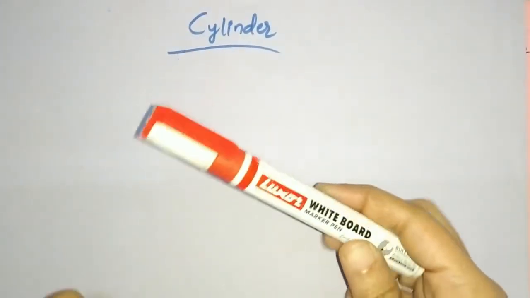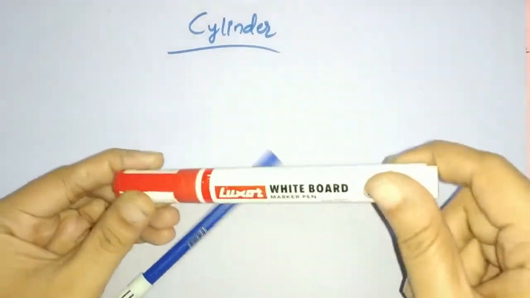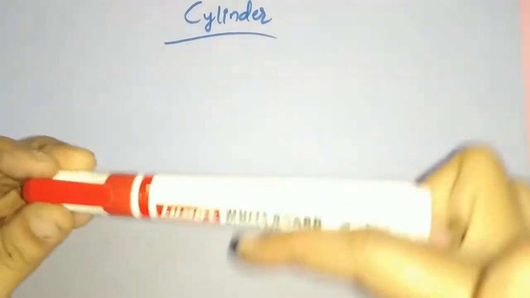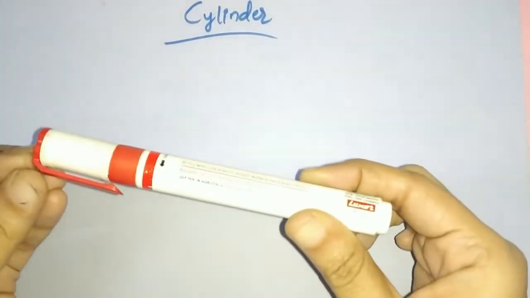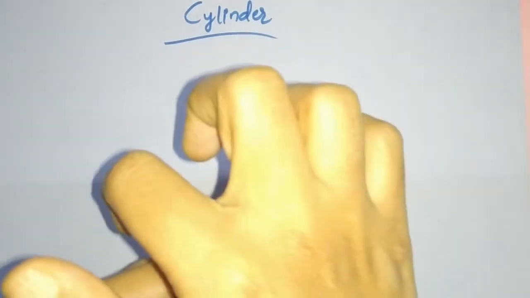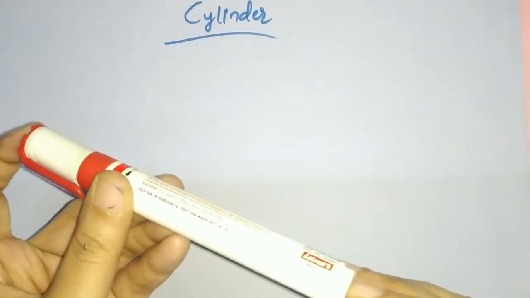If you notice, cylinders have this curved area, which you call the lateral surface. So here you can see this is the lateral surface of this cylinder, and these are the congruent circular ends. You can say these are the two bases which are congruent.